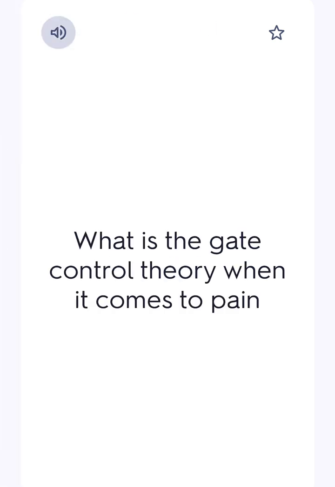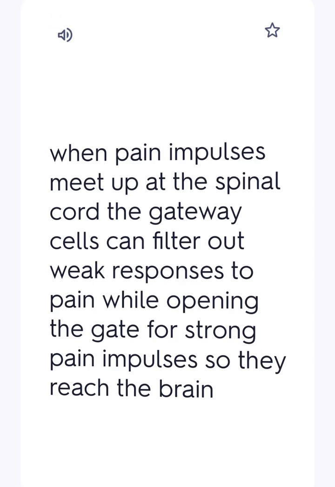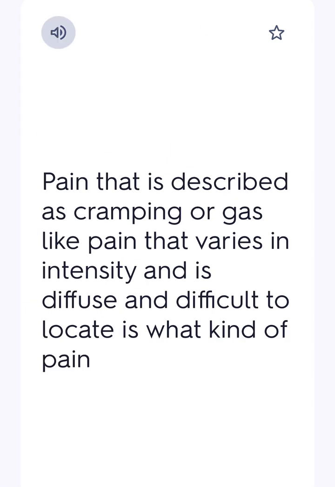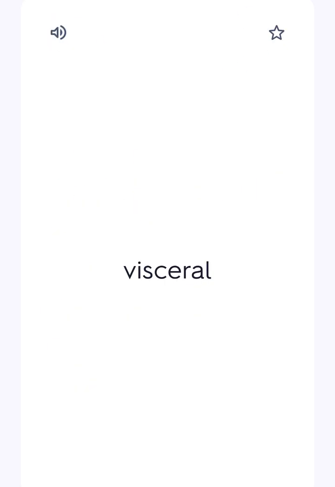What is the gate control theory when it comes to pain? When pain impulses meet up at the spinal cord, the gateway cells can filter out weak responses to pain while opening the gate for strong pain impulses so they reach the brain. Pain that is described as cramping or gas-like pain that varies in intensity and is diffuse and difficult to locate is what kind of pain? Visceral.